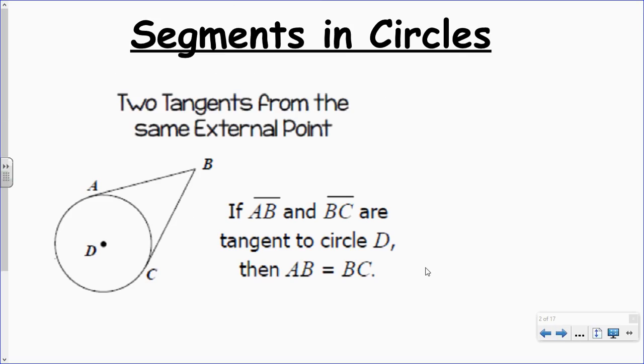All right, so now we want to talk about how to find the different lengths of segments in a circle. So if you have two tangents from the same external point, so in this case you have two tangents, which are AB and BC, and they're tangents to circle D, then we know that those two tangents are congruent to each other. So this is congruent to this, so we can always just set them equal to each other.